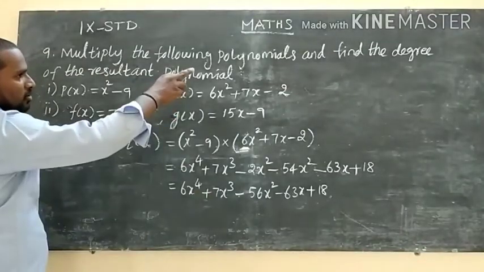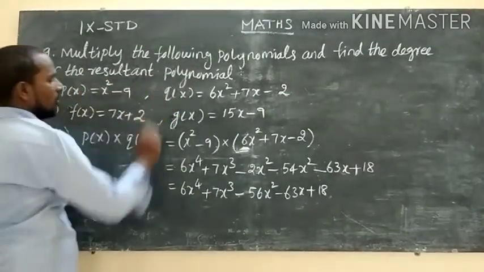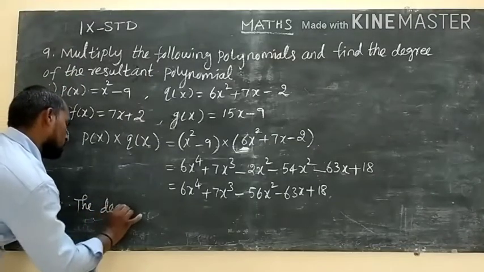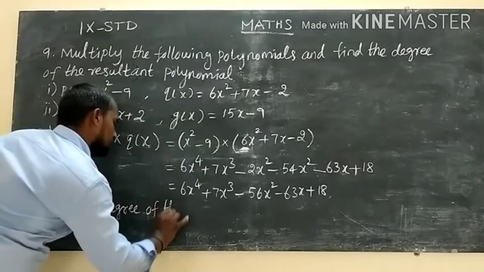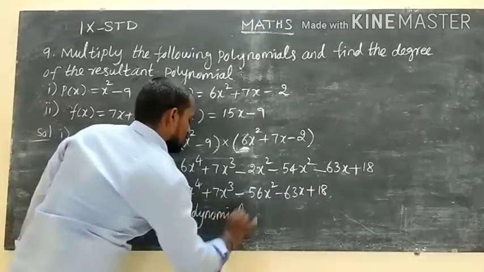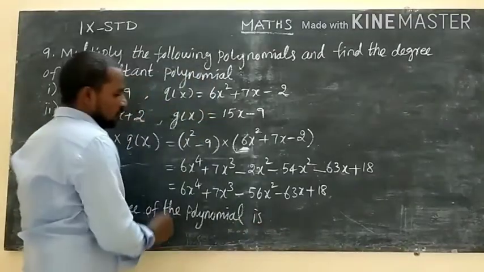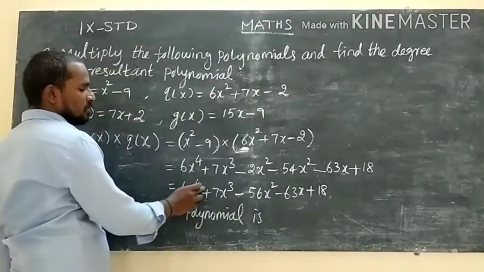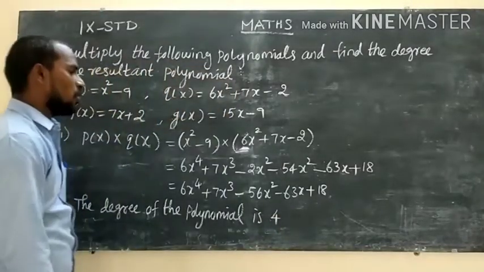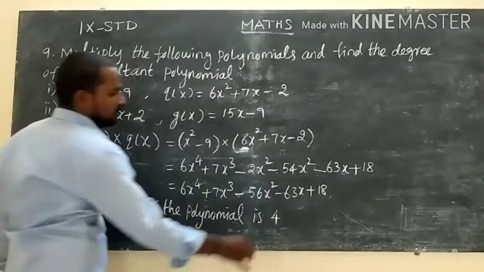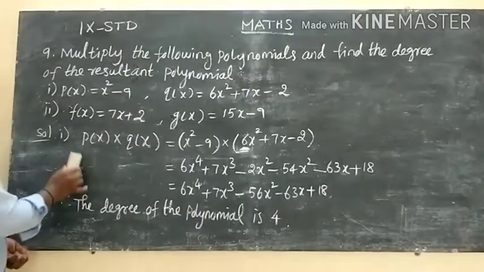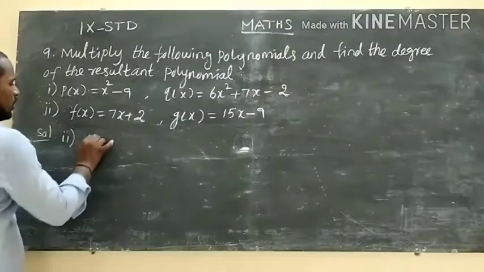Then another question is find the degree of the resultant polynomial. Therefore, the degree of the resultant polynomial is, observe the polynomial, here the greatest power is this. So 4 is the degree of the resultant polynomial. Have you understood? So that's all the first question answer. Then the second question.